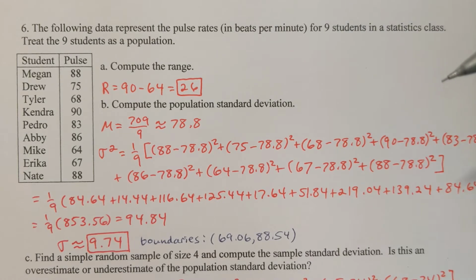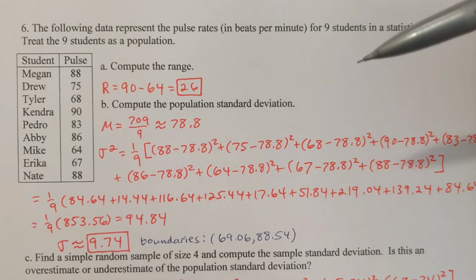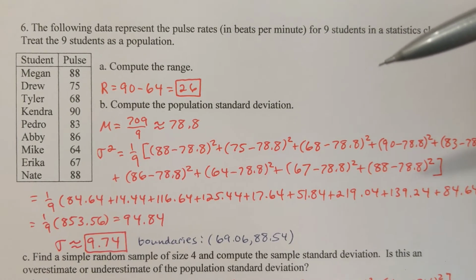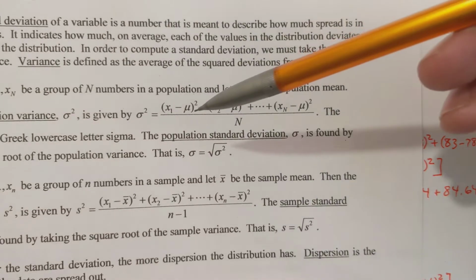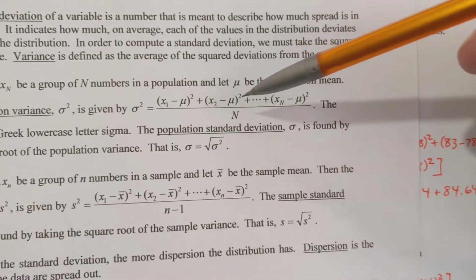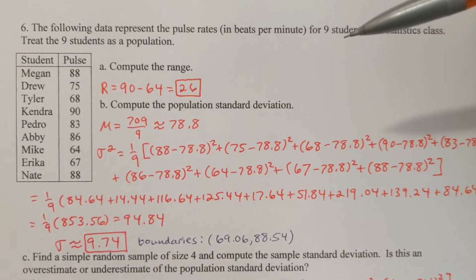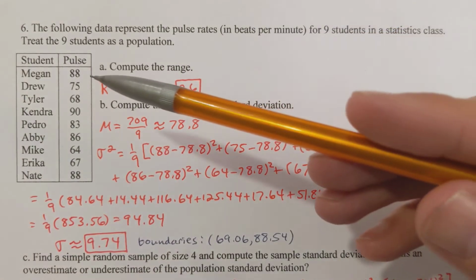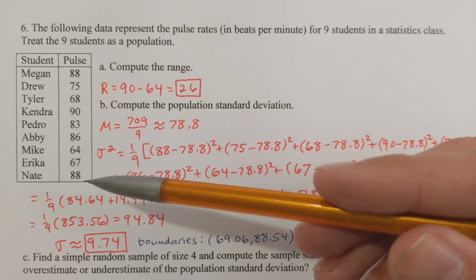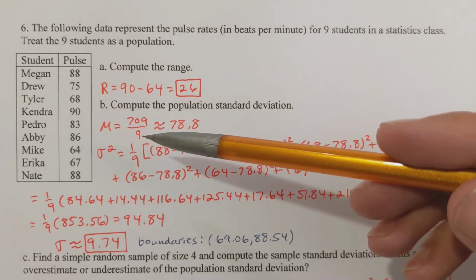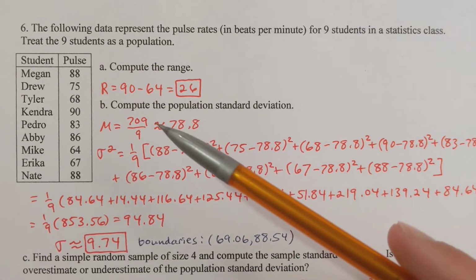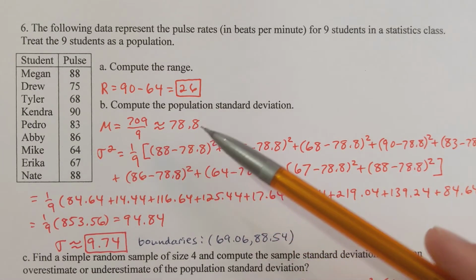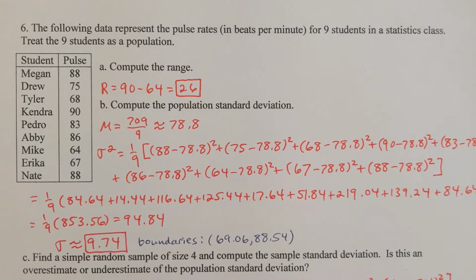Now the first thing that we need when we find the standard deviation is the mean, because we're subtracting the mean from each value and then squaring the result. So to get the mean, I need to add up the 9 numbers and divide by the total, 9. When I add up these 9 pulse rates, I get 709 divided by 9. That's roughly about 78.8 if I go nearest one digit.